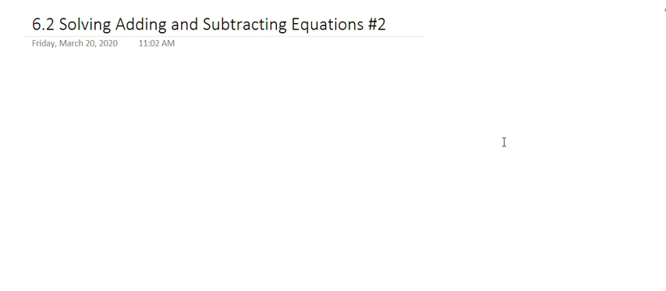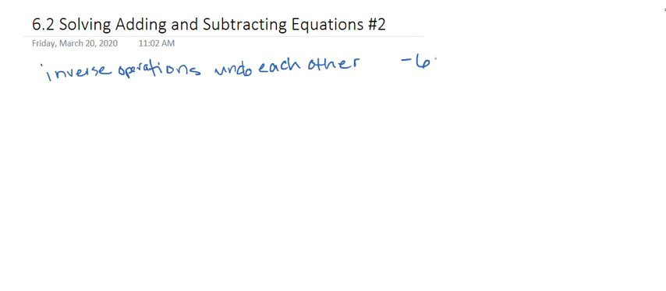All right, so first, let's start off simple and let's talk about inverse operations. It's been a weekend, so make sure that you're on the same point. So we're doing adding and subtracting. Inverse operations undo each other. So if you had -6 to get to 0, you are adding 6. That's why they're inverse operations.